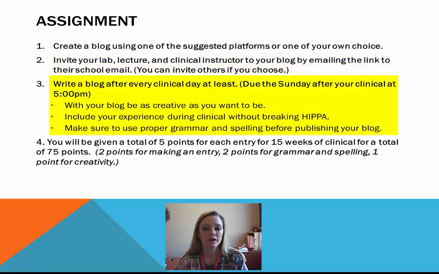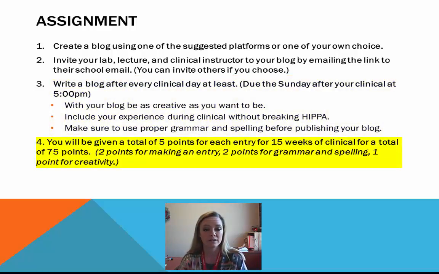You need to write a blog after every clinical day at least. You can write as many as you want, but what I want to see is your experience from that clinical day, and that will be due the Sunday after your clinical by 5 p.m. Eastern time. So if you have clinical on Tuesday, you have until Sunday to write it. If you have clinical Wednesday and Thursday, you have a little bit shorter time, but everyone gets until that Sunday after their clinical experience to post a blog for me.